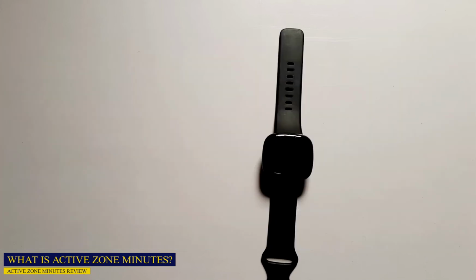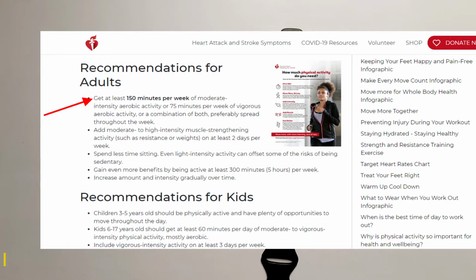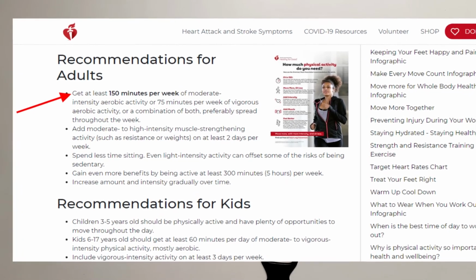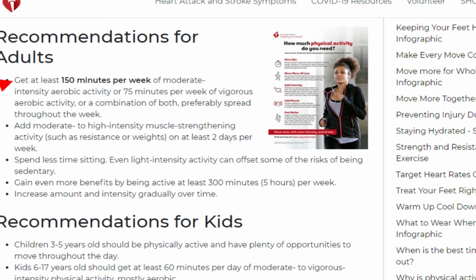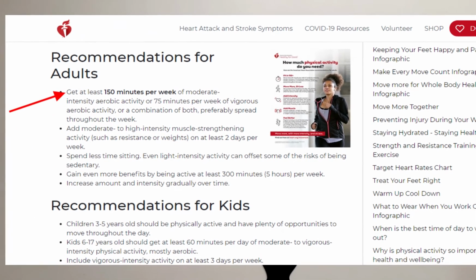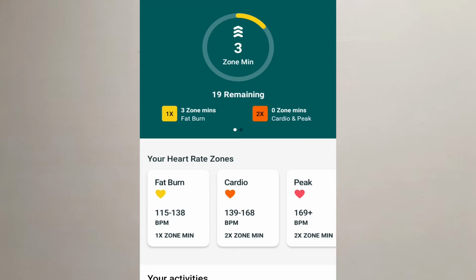The clue is gotten from the American Heart Association, which has a recommendation for adults. It says it's recommended to get 150 minutes per week of moderate intensity aerobic activity, or 75 minutes per week of vigorous aerobic activity, or a combination of both, preferably spread through the week. So what Fitbit does here with active zone minutes is you earn a point for every minute your heart spends in a heart pumping activity.